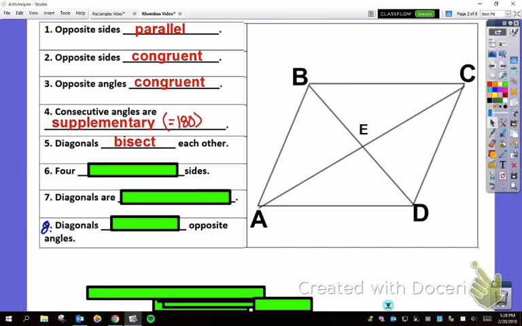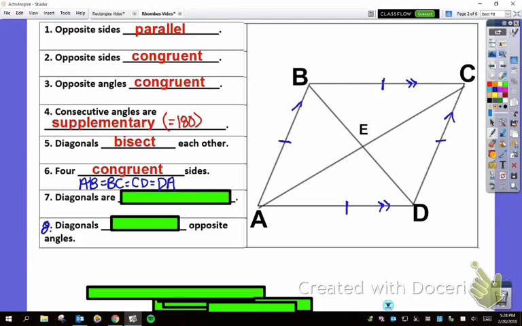So property number 6 is that we have 4 congruent sides. Now when we have 4 congruent sides, that means all 4 of my sides are going to be the same length. So in this case, we're going to have AB is equal to BC, which is equal to CD, which is equal to DA. Now, based off of our top properties, we also know that our opposite sides are parallel still. And we have opposite sides that are congruent, which is true because we have all 4 sides as congruent.